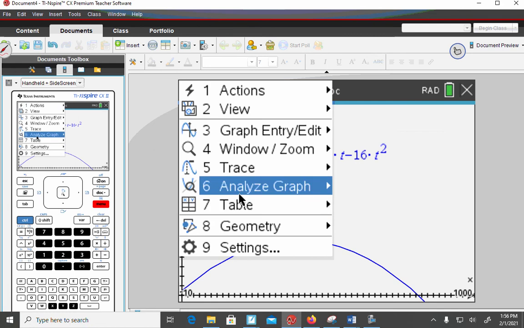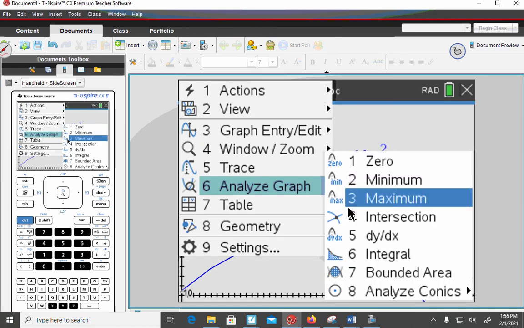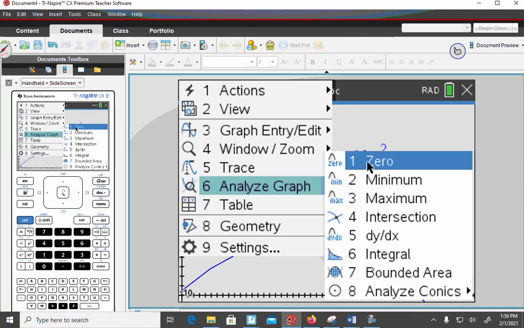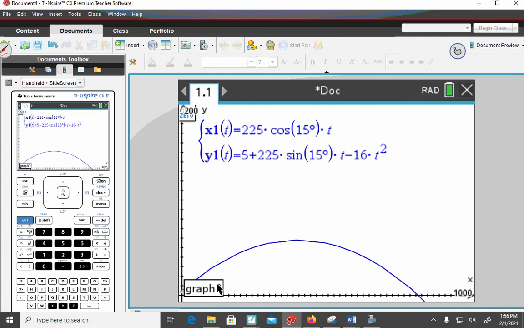Here's my problem. When I go to analyze graph, and let's say I say 0, because it wants to know how long the arrow's in the air, and the arrow's in the air until it hits the ground again. See how it says graph? It's looking for a function. I don't have a function here. I have a parametric equation. It's not going to be able to read this.